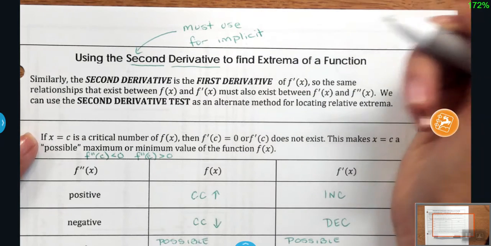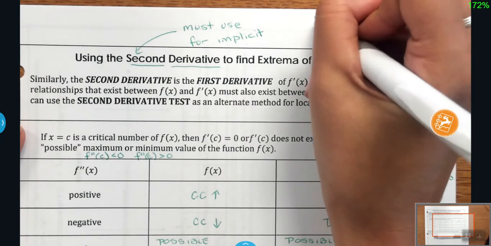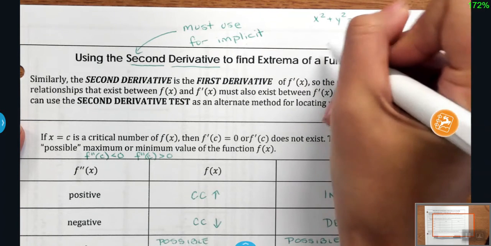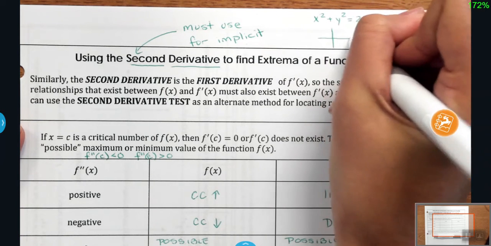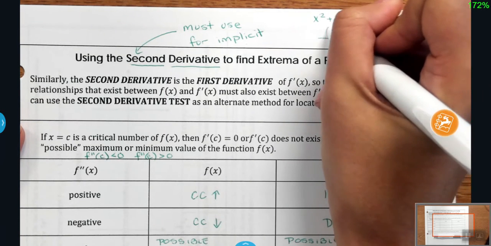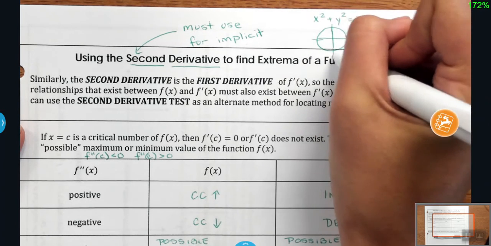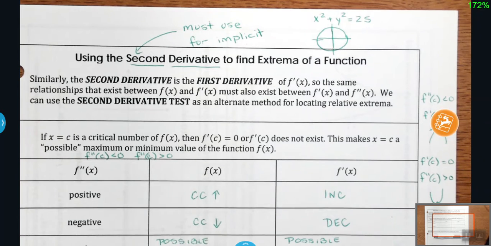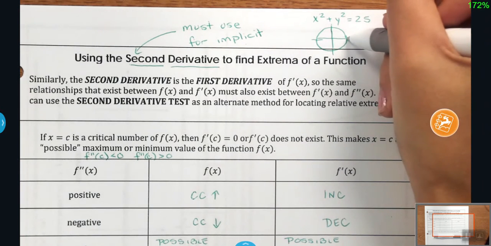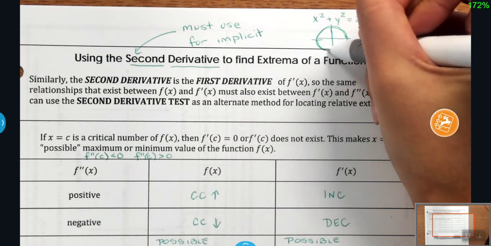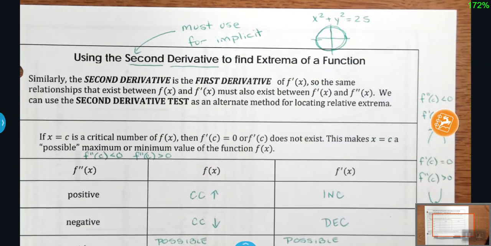If I have an implicit function like x squared plus y squared equals 25, when I graph that it goes all the way around like this, right, because that's the equation of a circle. Does it follow a straight number line? No, because I go over this way, but then I also come back around.